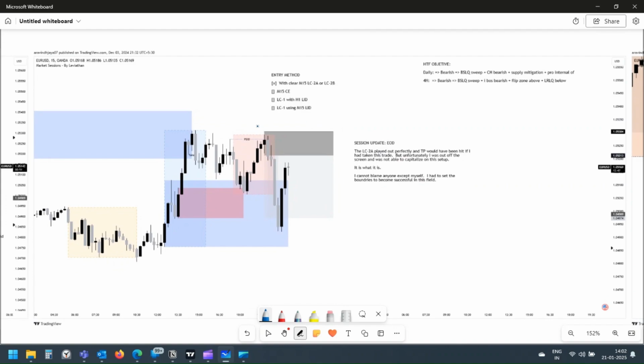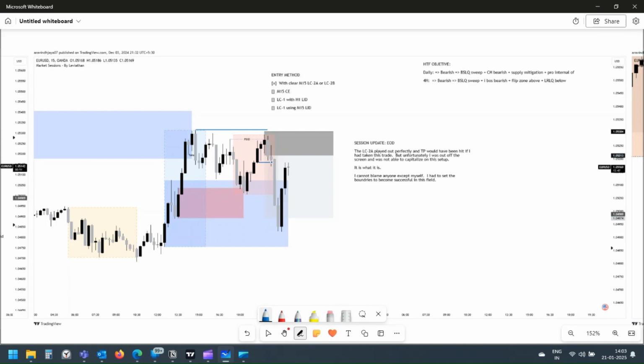This is not a pure LC2A. Actually, the pullback inducement was right here. But considering all these liquidity points, price can take any of the buy side liquidity and then rally down. So it's not just this buy side liquidity. Price can take any buy side liquidity. So yeah, it actually happened. Price took out this buy side liquidity and even made a bearish chalk.